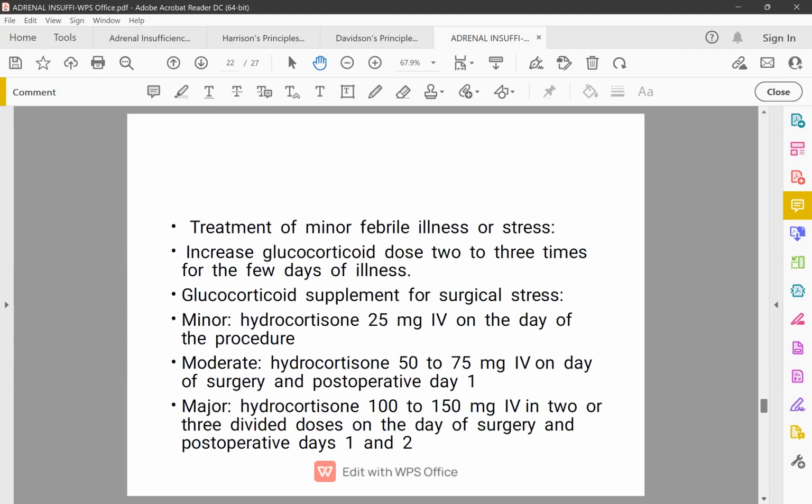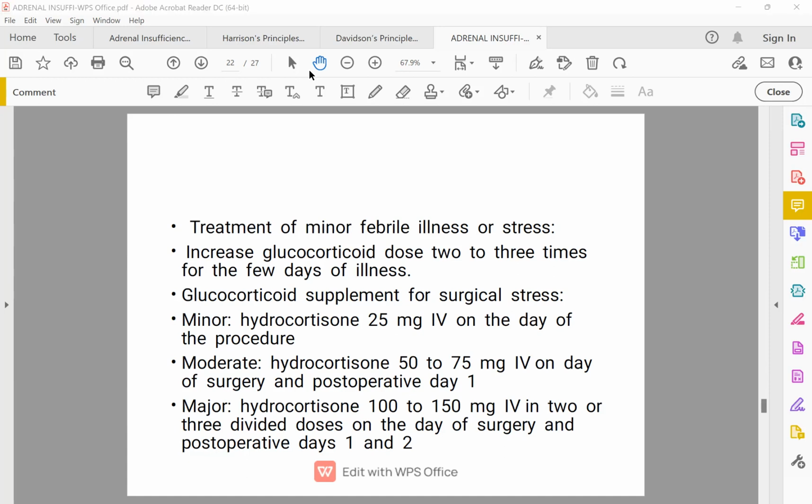If the patient is a known case of adrenal insufficiency but undergoes any stress or any surgery, we double the dose of the usual glucocorticoid. The glucocorticoid supplement for surgical stress depends on whether it is minor or major, with a separate dosage for each. In minor surgery, we give hydrocortisone 25 mg intravenously on the day of the procedure. In moderate cases, we give hydrocortisone 50 to 75 milligrams intravenously on the day of surgery and POD1.